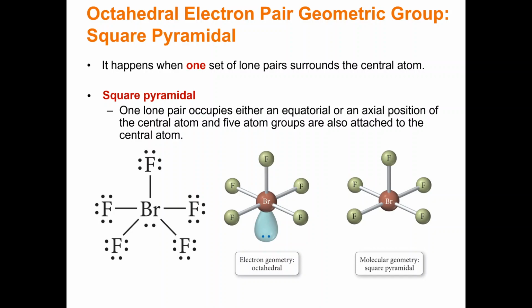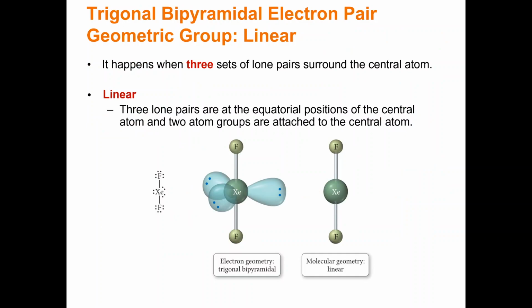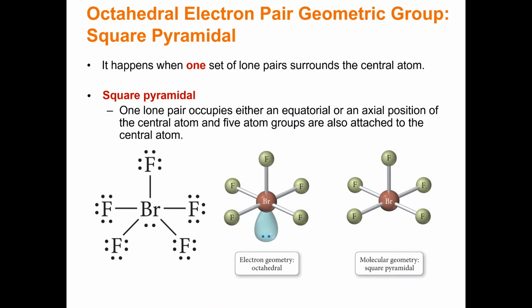Now, what if we're talking about octahedral? Well, remember all the positions in an octahedral are essentially equivalent. But what we'll do is we'll always put the non-bonding pair in the axial position. So unlike our trigonal bipyramidal, where it goes in the equatorial position, when we're dealing with octahedral, it will always go in the axial position. So one lone pair occupies either the equatorial or axial position of the central atom, and 5 other groups are attached to the central atom. This is a little bit higher level and sort of inorganic chemistry, but you'll always put it in the equatorial position and not into the axial positions.